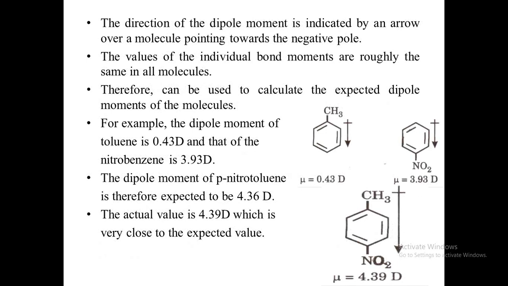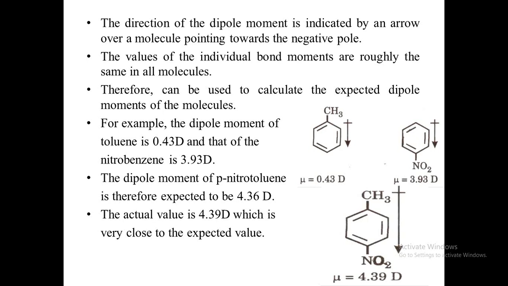Direction of dipole moment: this is a vector quantity indicated by an arrow over a molecule pointing toward the negative charge. The values of individual bond moments are roughly the same in all molecules. Individual bond moments can therefore be used to calculate the expected dipole moment of a molecule.